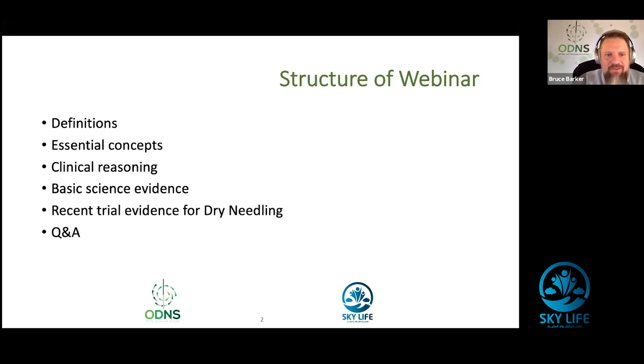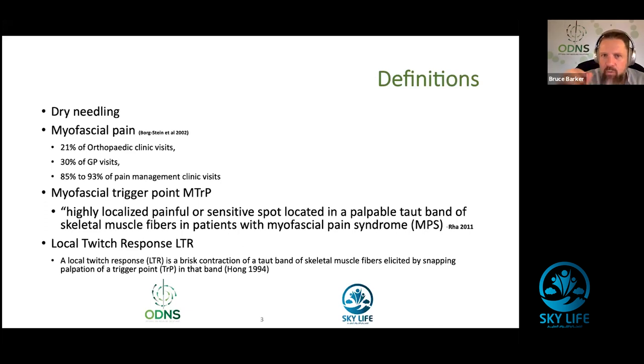All right then, with no further ado, let's have a look. What do we mean when we're talking about dry needling? Dry needling is the use of single-use filiform needles, which come blister packed like this, little thin needles, which we put through the skin into the muscle, then manipulate the needle while it's in the muscle to achieve a local twitch response. It's a medical technique.